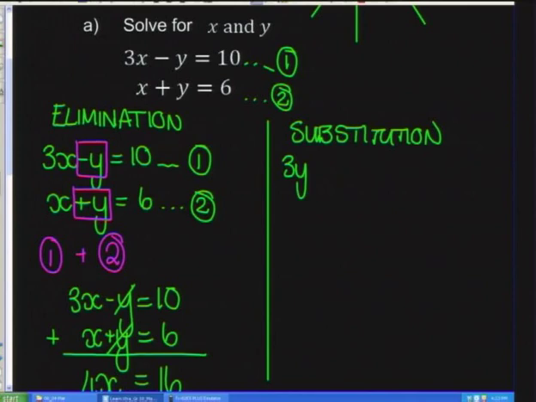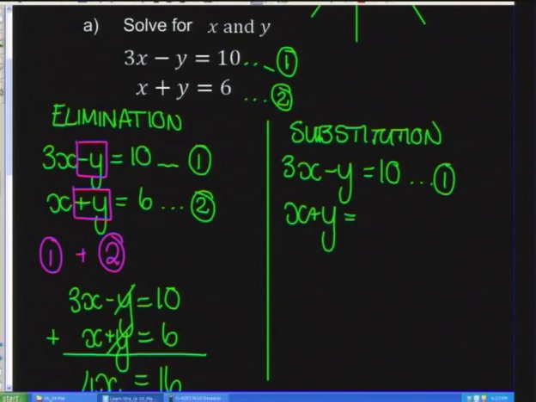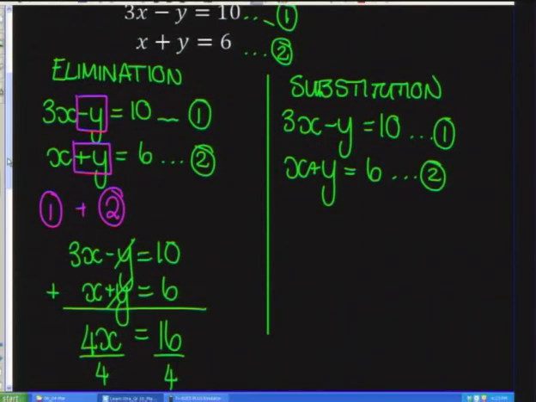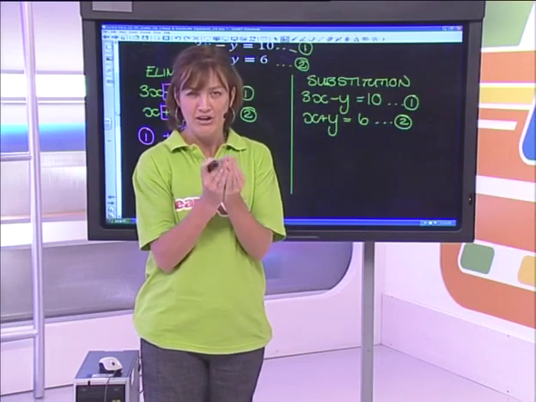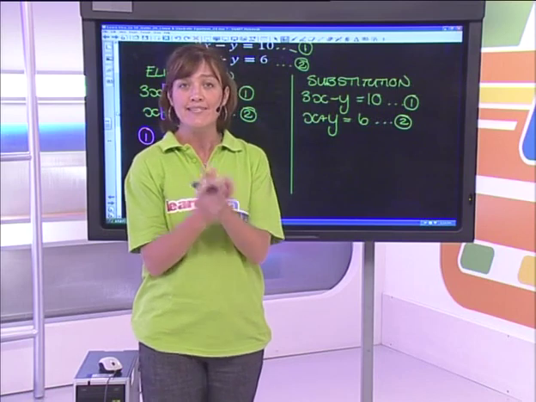I've got 3x minus y is equal to 10. And again, we're still going to label that equation 1. And I've got x plus y equals 6. And we're still going to call that equation 2. Okay. We're going to look at the simpler of the two equations, which again, I think you guys agree would be equation 2. And in equation 2, what we want you to do is to isolate, so what I mean is get it on its own, either the x or the y.